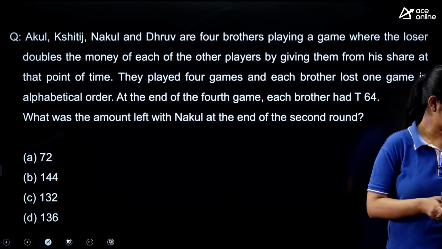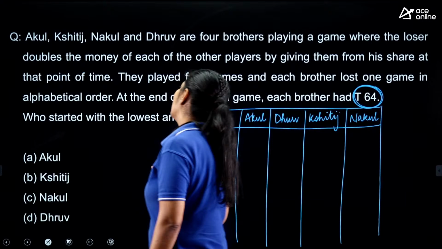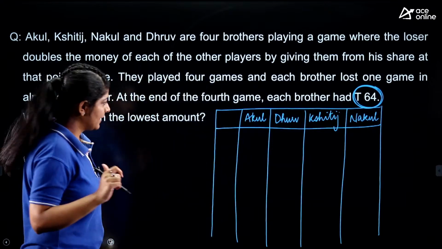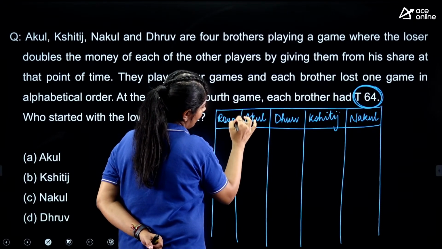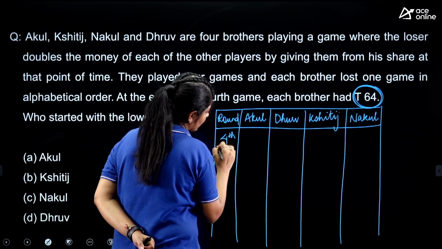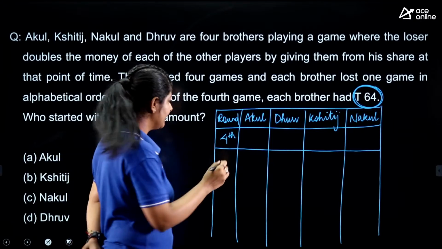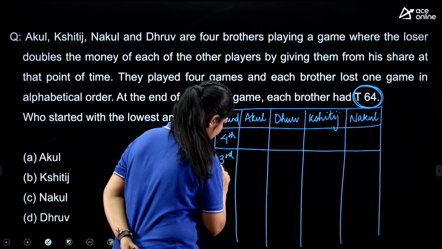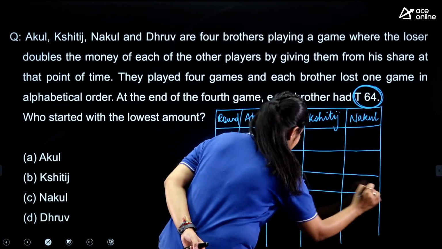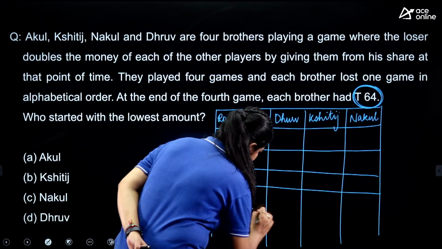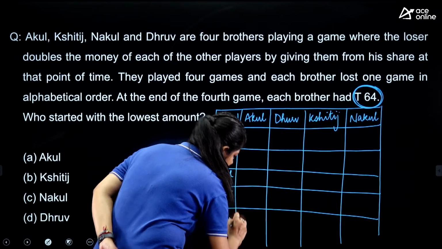Okay, let's start discussing this particular question. The question is very simple, right? It says that they played 4 games, right? So I'm writing in decreasing order. This states the 4th round, as we have the data at the ending that they all had 64 rupees, right? Here the 3rd round, 2nd round, 1st round, and in the initial, how much amount they are having, right?